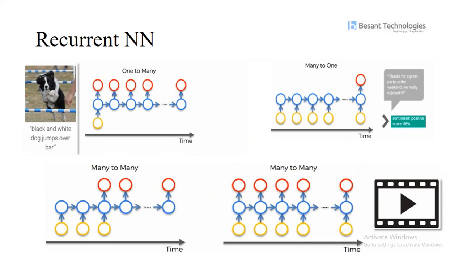So this is how our RNN works. For example, a black and white dog is jumping over the bar. This is one thing. Only one black and white dog is going to jump multiple bars. So this is what I mean: one to many. Only one dog is going to jump multiple bars, and how much time will it take to run? That's what our one to many is.